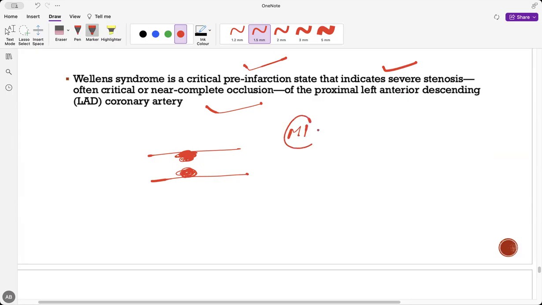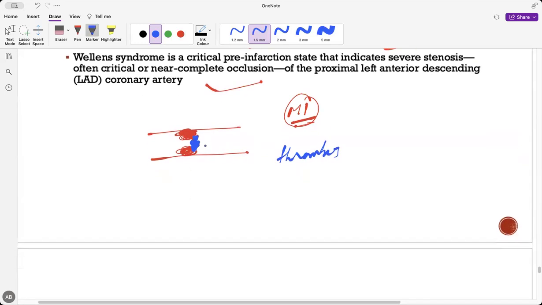Usually, MI or myocardial infarction occurs when there is sudden plaque rupture. If sudden plaque rupture occurs, there is aggregation of platelets, fibrin and so on, and it causes the formation of thrombus there. This leads to complete occlusion. So whenever there is complete occlusion, the patient usually develops MI.